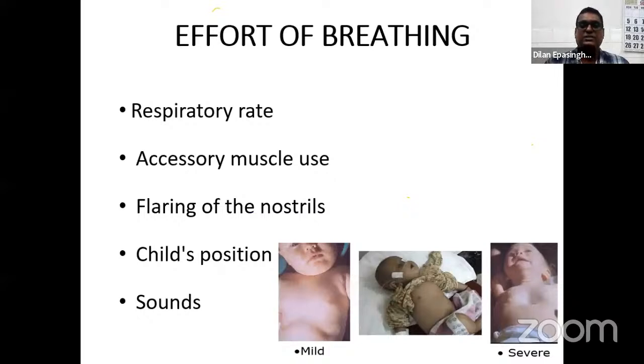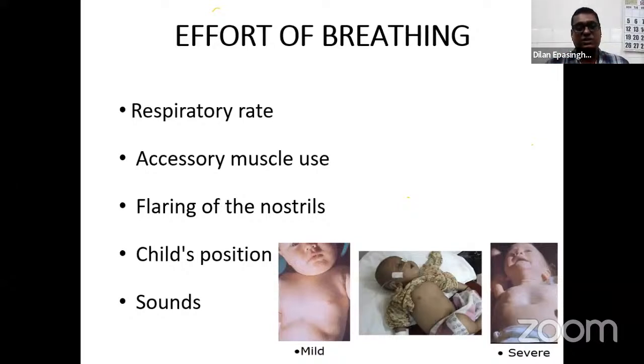You can see these pictures. Respiratory rate, very important. According to physiological parameters, you can check the respiratory rate. Then the accessory muscle use, very important. That means the patient is in severe respiratory distress. Flaring of the nostrils. You can see the flaring of your patient's nostril.